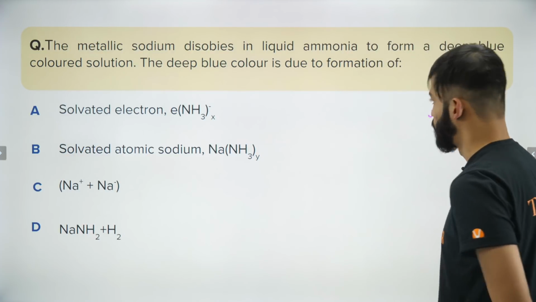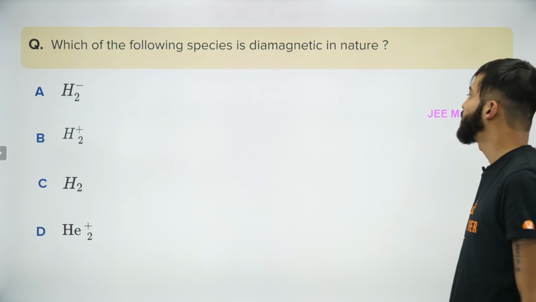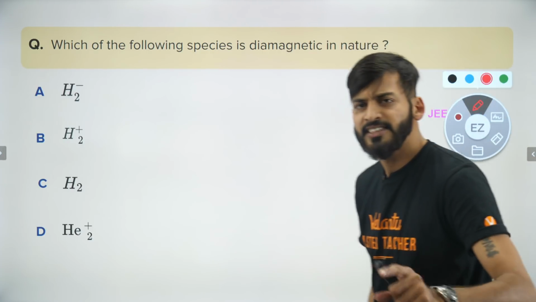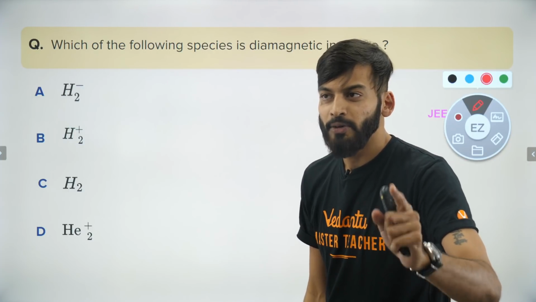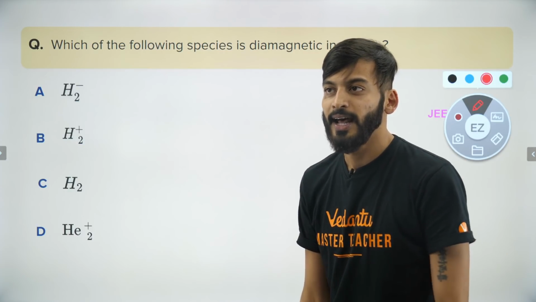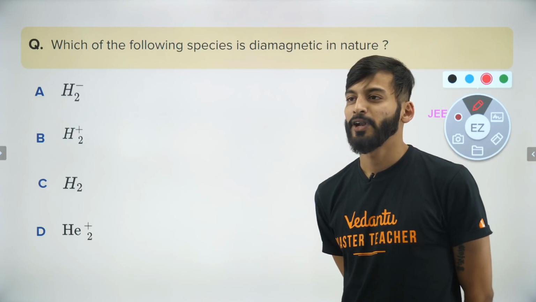Moving on, आगे बढ़ता हूँ. Which of the following species is diamagnetic in nature? We have discussed something in the last session of mine. I hope you remember it. I want that process to be used today. I have taught a process in the last class. So what is the answer?